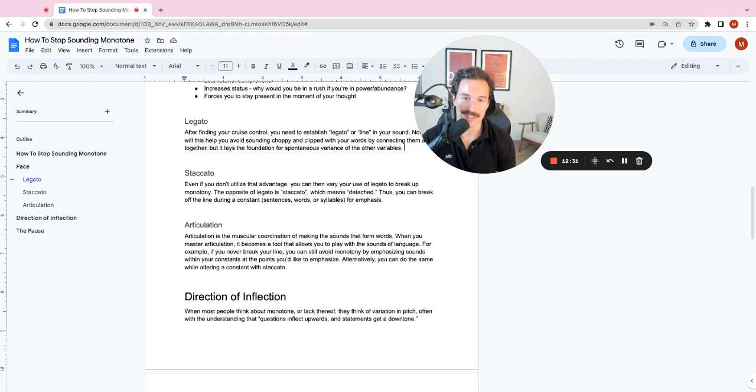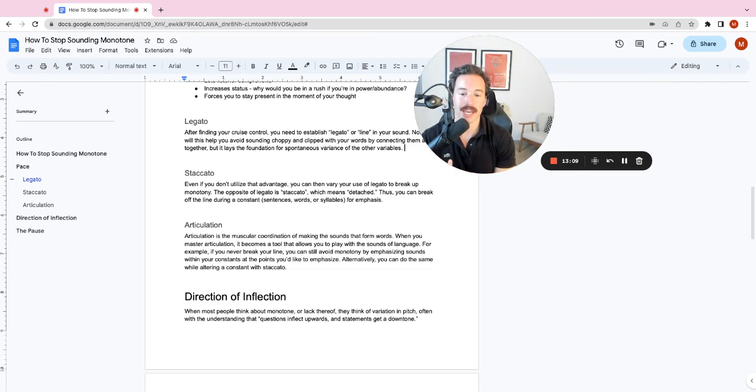It's tough to do that without altering any of the other variables. Let's give an example. I'm going to speak totally legato here and then articulate, bring out the sounds of language at a certain point, while changing as few of the other variables as I can. For example, if you never break your line, you can still avoid monotony by emphasizing sounds within your consonants at the points you'd like to emphasize. A little bit of resonance change in there, but nevertheless, I think the point comes across.